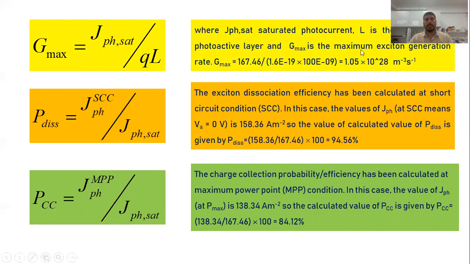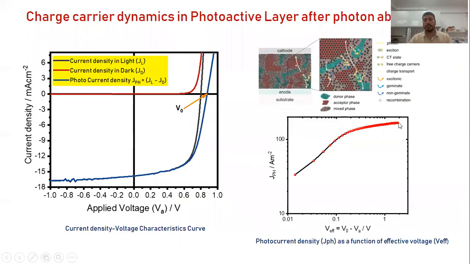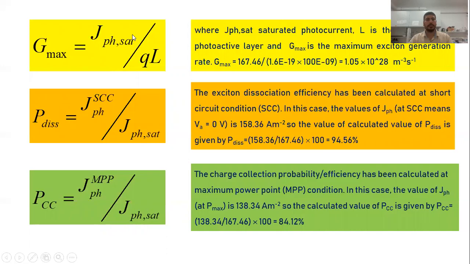Gmax is the maximum exciton generation. We know the value of JPH saturation, as I explained in the previous slide. When you substitute the value of J saturation, you need the thickness of your active layer and the elementary charge. When we substitute all these values, we are able to calculate the maximum exciton generation. So when you shine a light on your device, you generate 1 × 10^28 per meter cube per second excitons.